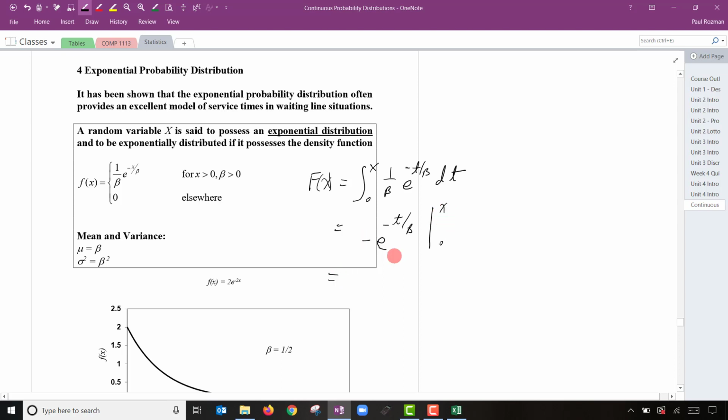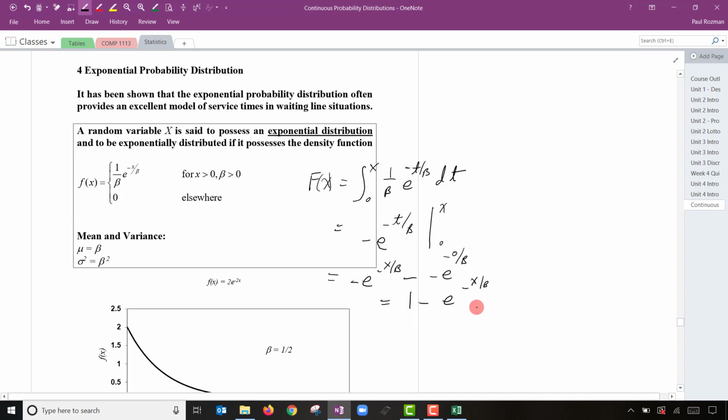And then we can use the fundamental theorem there. It's negative e to the negative x over beta minus negative e to the 0 over beta. And that simplifies to 1 minus e to the minus x over beta. And now whenever we want the area beneath that curve, we can just use this formula. We don't need a table or anything.